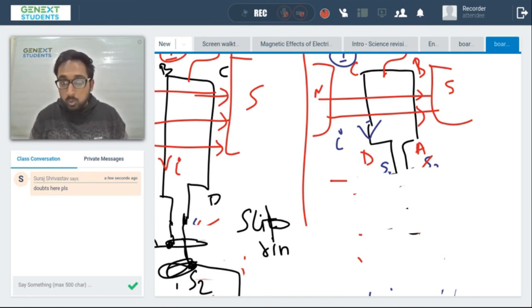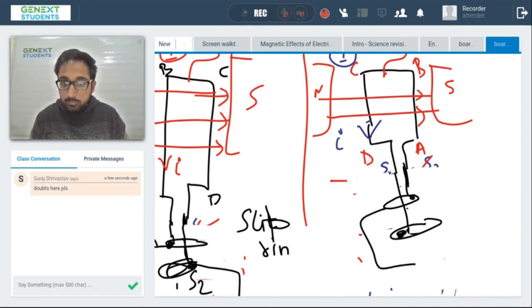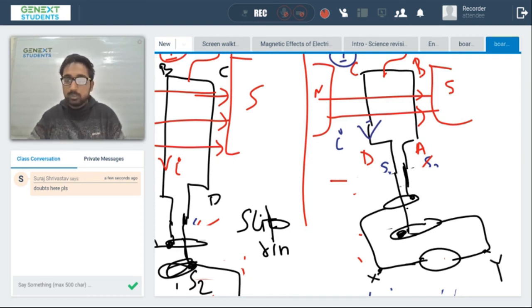What is the change? Now, the A which was attached to this ring has come back to the same ring, and this D which was attached to the other ring has come back to the same position. So it is still X and it is still Y.